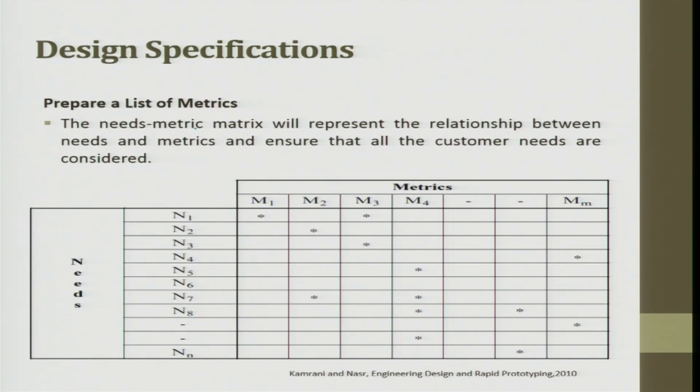So, the needs metric matrix will represent the relationship between the needs and the metrics and ensures that all the customer needs are considered in this matrix. So, the moment you start putting it on a piece of paper and start assigning it in a table form, you can give more data, you can try to cluster data, you can do more amount of logical interpretation of the data which is available in front of you. So, here the data which is available is the need and metric matrix we are trying to develop.